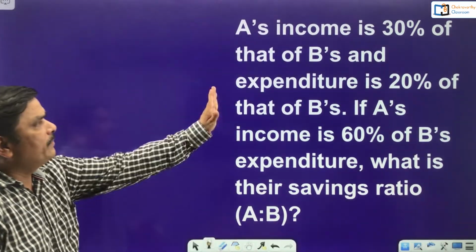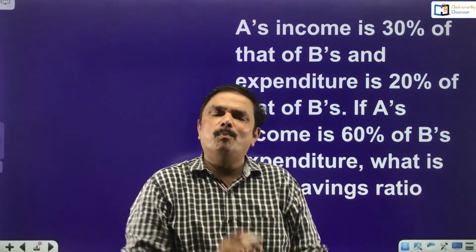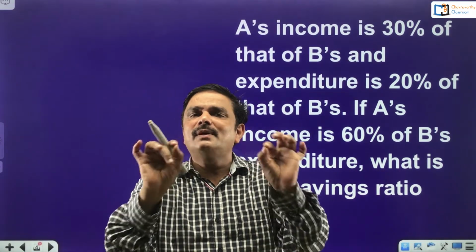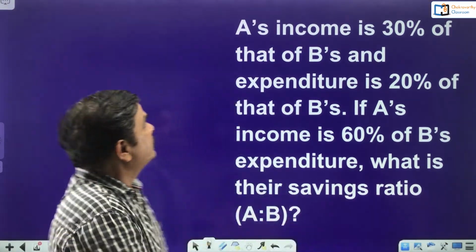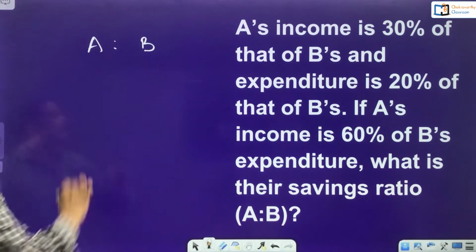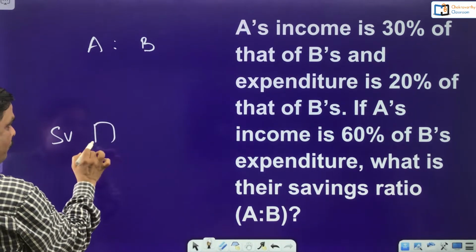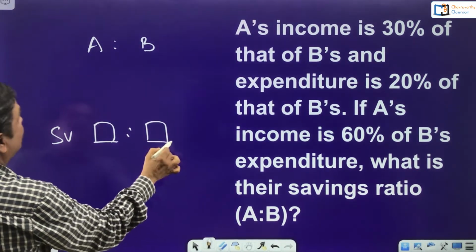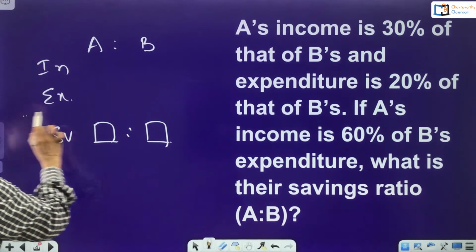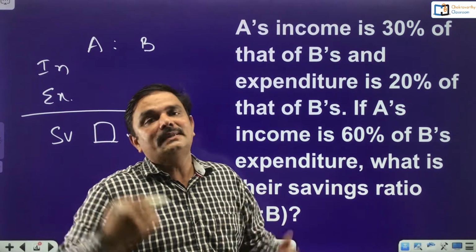Now, let's solve the same question with the fraction method. Fraction method, percentage method, both are almost the same, by and large the same. Just figures will be different. That's it. How? Same thing here. I need to find out the savings ratio of A and B. To find out the savings ratio of A and B, I must know A and B's income ratio followed by expenditure ratio. You know that income minus expenditure will give me saving.